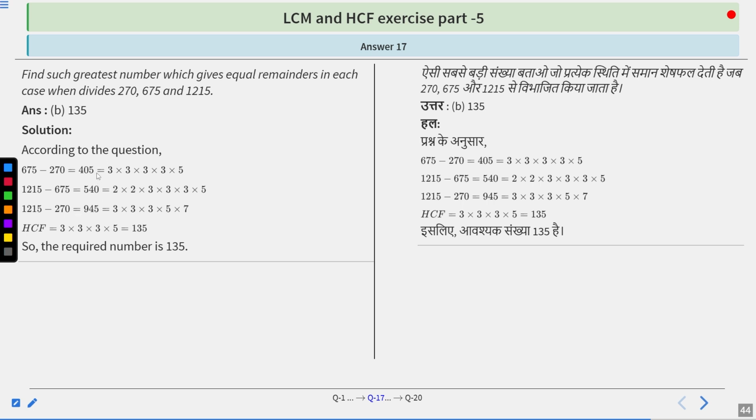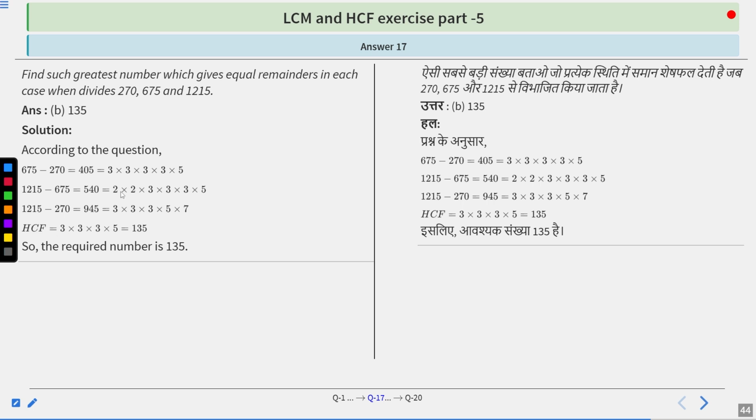To find out the HCF, we are going to do the prime factors of 405, that are 3 into 3 into 3 into 3 into 5. Factors of 540 are 2 into 2 into 3 into 3 into 3 into 5. Factors of 945 are 3 into 3 into 3 into 5 into 7.